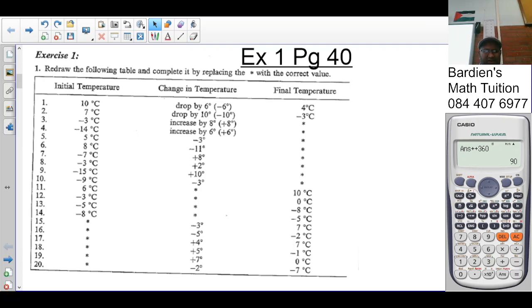Okay, this is the worksheet I want you guys to do. There are 10 sums. I'll send it to the group as well now, okay?